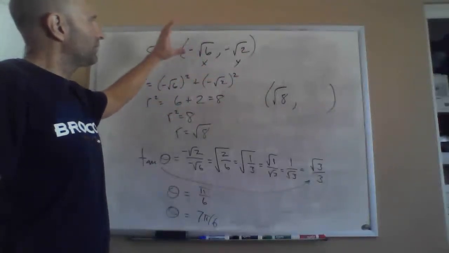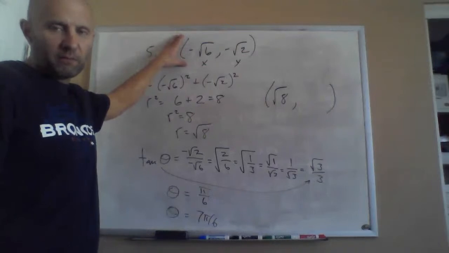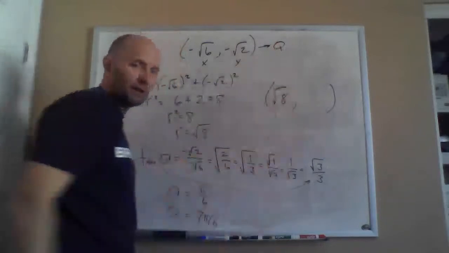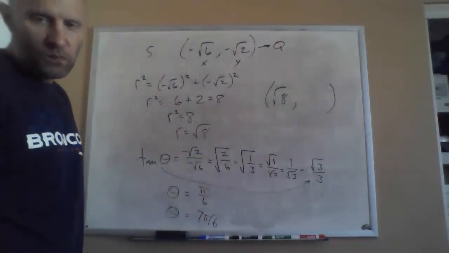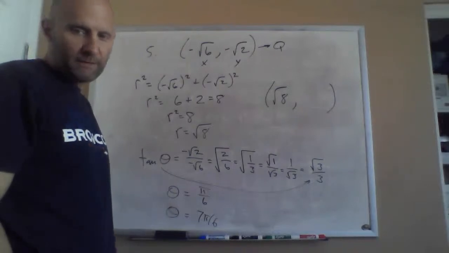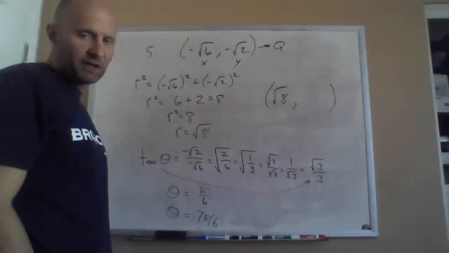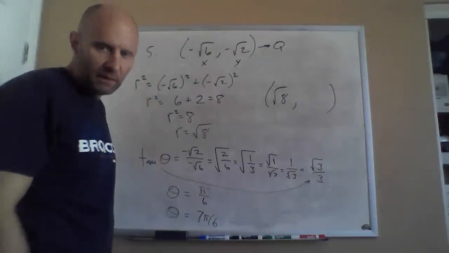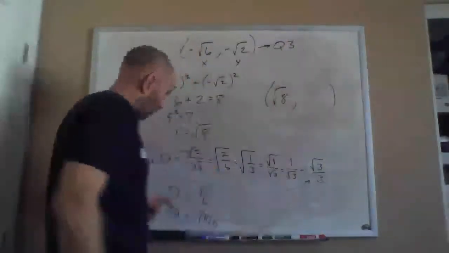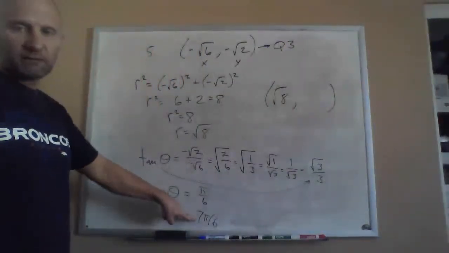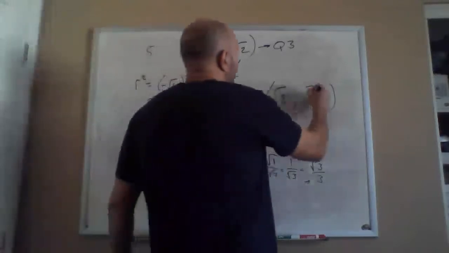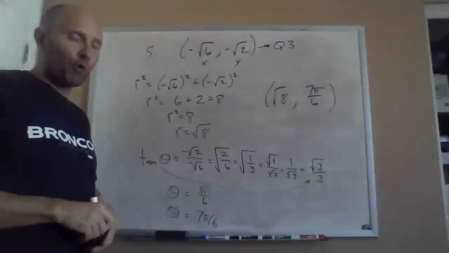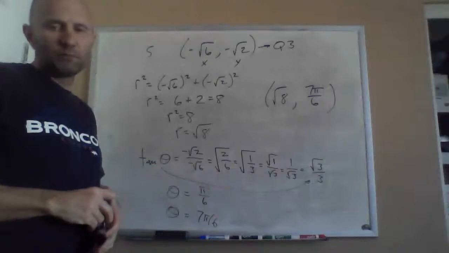So negative root 6, negative root 2 is in which quadrant? So if x is negative and y is negative, it puts me in which quadrant? Not 4. So negative, negative. Exactly, quadrant 3. So which of these thetas is in quadrant 3? It's the 7 pi over 6. So 7 pi over 6 is what needs to go in my answer for the polar coordinates for this problem.